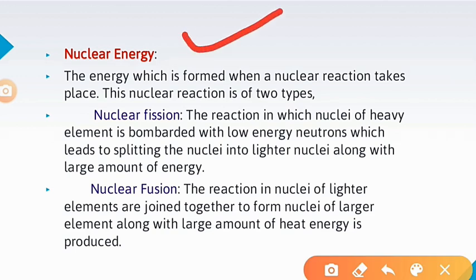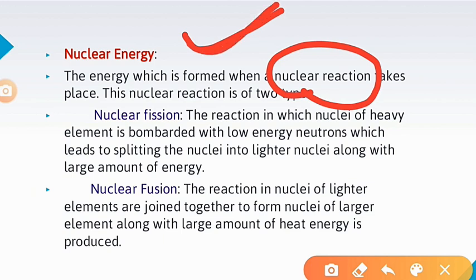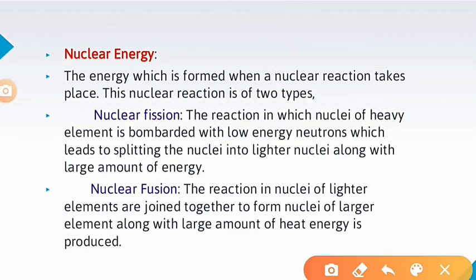Now what is meant by nuclear energy? The energy which is formed when a nuclear reaction takes place. The energy formed due to nuclear reaction is called nuclear energy. Now nuclear reactions are of two types, that is our nuclear fission and nuclear fusion. What is meant by nuclear fission?